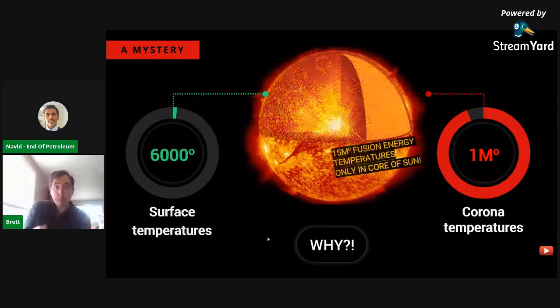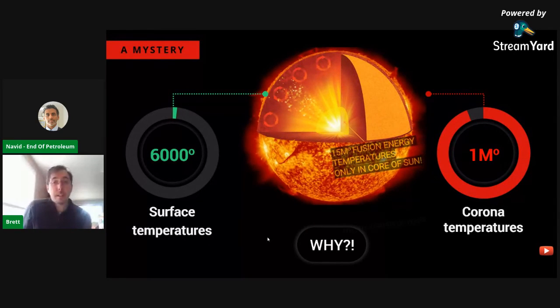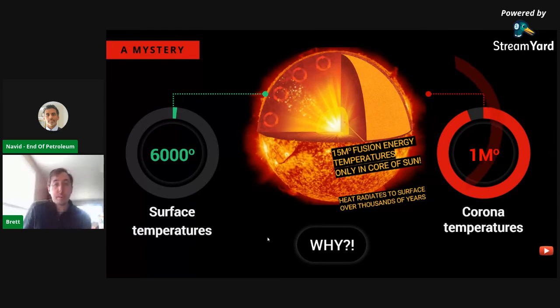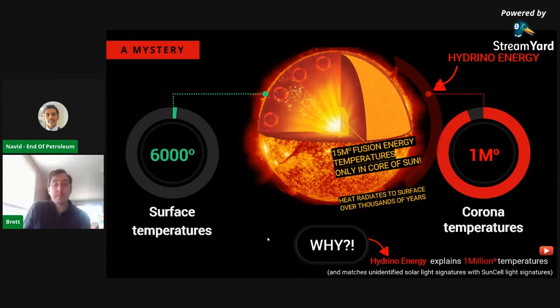But if you want to move forward to the next slide, we can take a look at some of the dark matter images that we see in space. Sure, absolutely. Let's move forward then.